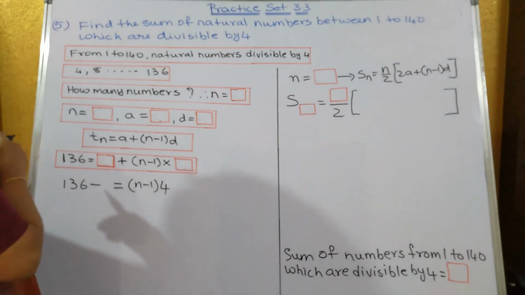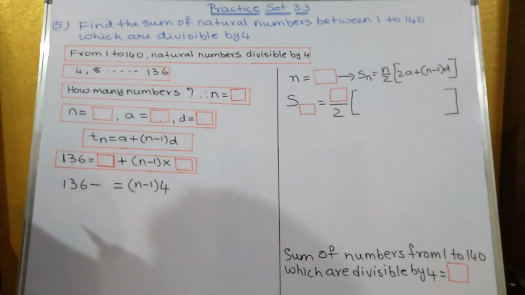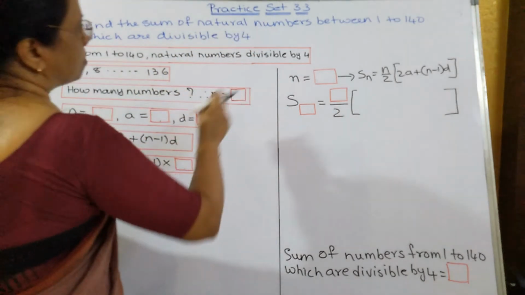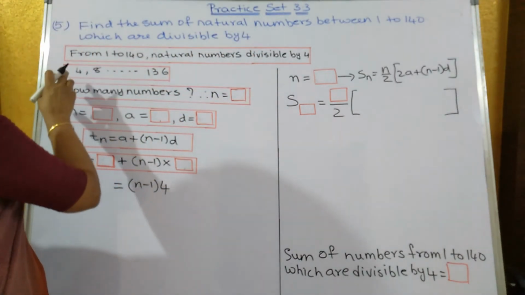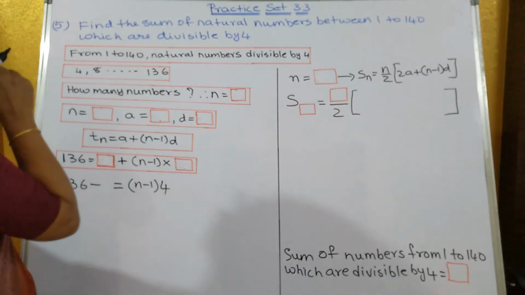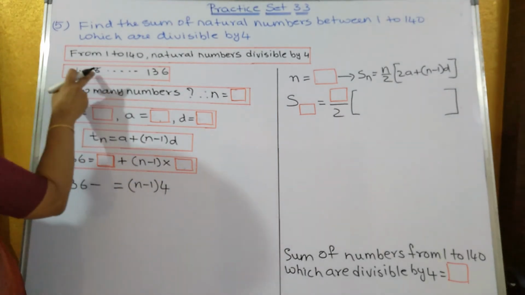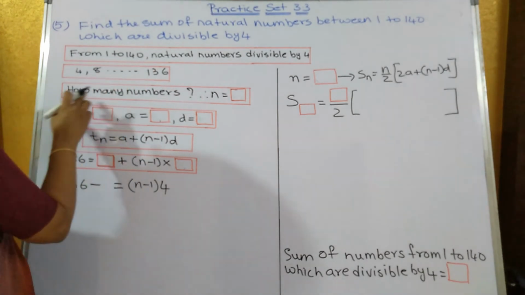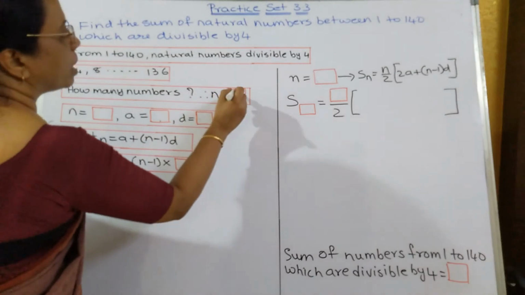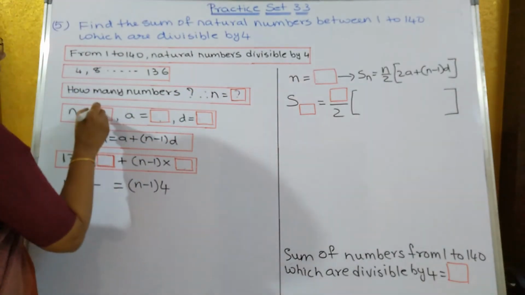Now the fifth sum, we have to complete the activity. Find the sum of the natural numbers between 1 to 140 which are divisible by 4. So the numbers which are divisible by 4 between 1 to 140 are 4, 8 and so on till 136. So the last term is 136. So we have to find out how many numbers. So n is equal to question mark.